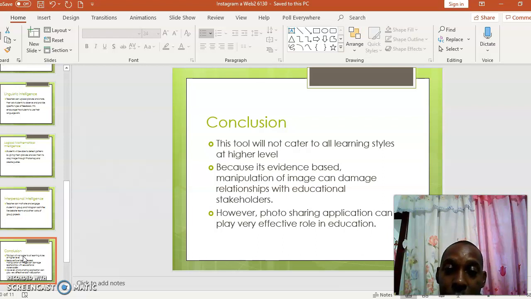However, this photo sharing application can play a very effective role in education.